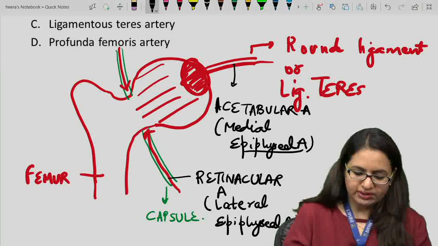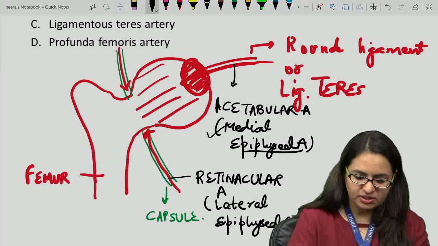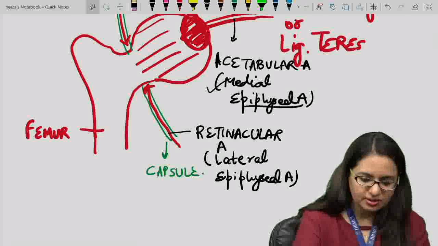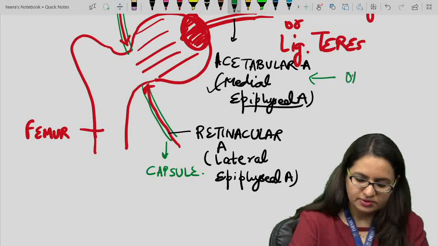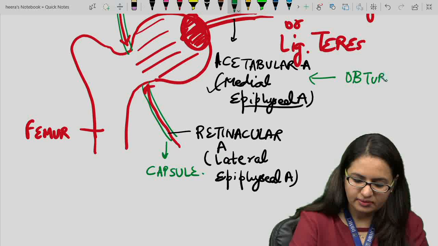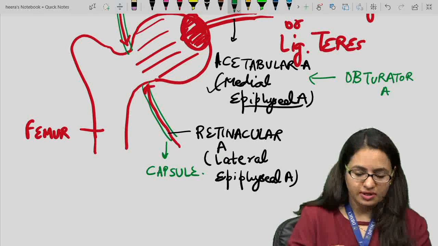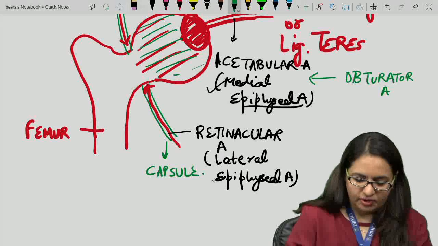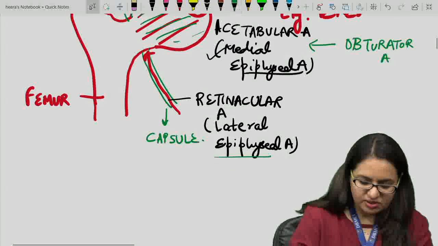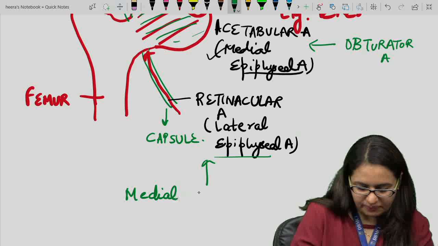Now, the acetabular artery, or the artery to the ligamentum teres, known as the medial epiphyseal artery, is in turn a branch of the obturator artery. And the retinacular arteries, which enter through the capsule and then further supply the rest of the head, are also known as the lateral epiphyseal artery, and they mainly arise from the medial circumflex femoral artery.